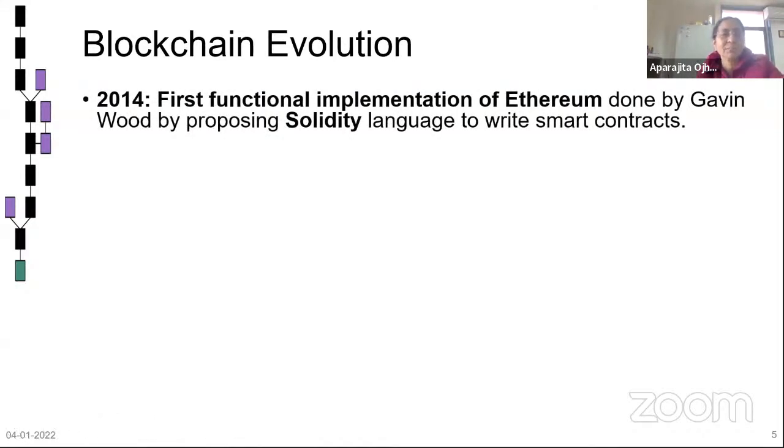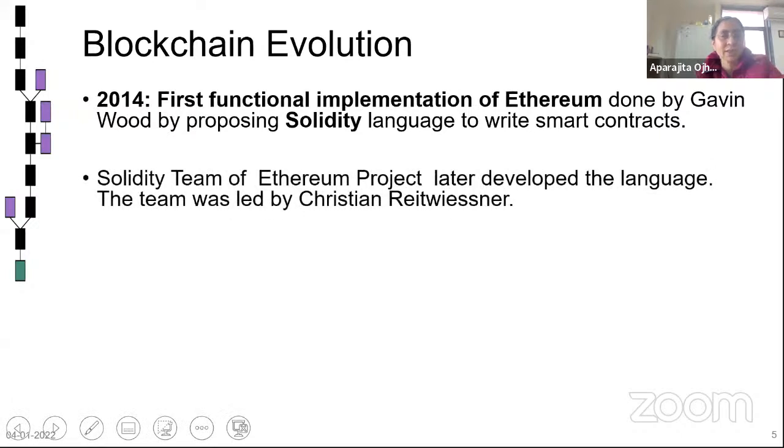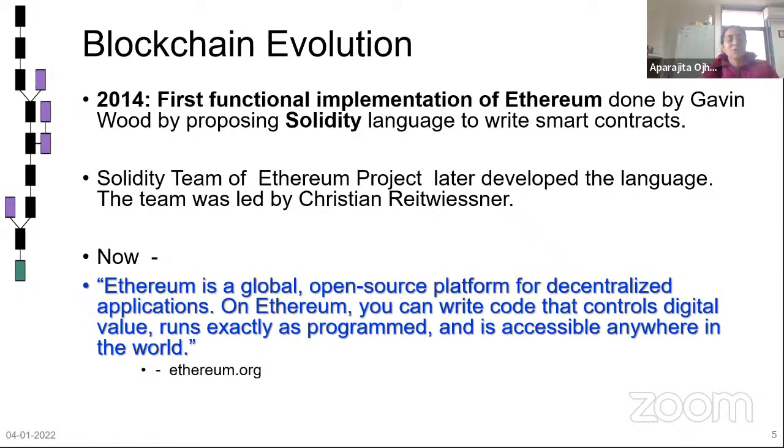And for 5 applications, you will not need different blockchains. The first functional implementation of Ethereum was done by Gavin Wood by proposing the Solidity language, which is like an object-oriented language. You know that we can have a contract-oriented language. So this Solidity is specifically designed as a contract-oriented language. Then the Solidity team of the Ethereum project later developed the language. The team was led by Christian Rittweisner, right?